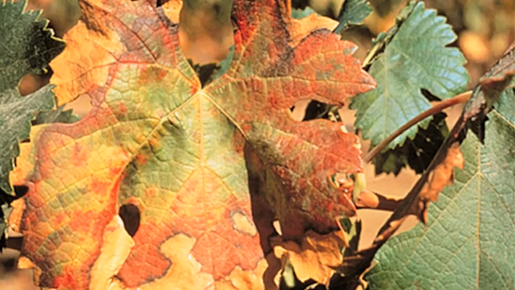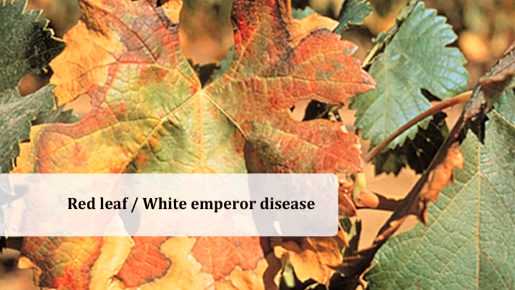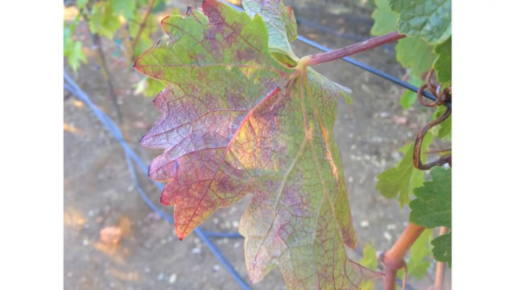Leaf roll, also called red leaf or white emperor disease, reddens the lower foliage of dark fruit cultivars in September and October. Foliage of white fruit cultivars may yellow at this time. Red blotches in red wine grape cultivars.